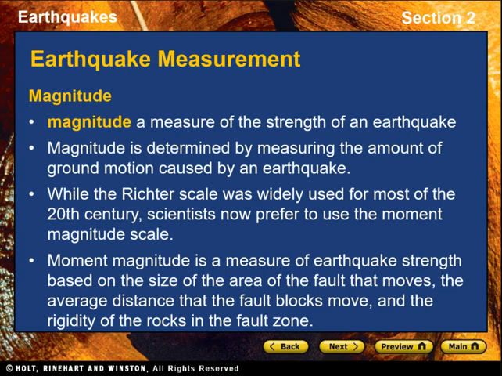Seismologists express magnitude by using a magnitude scale, such as the Richter scale or the moment magnitude scale. The Richter scale measures the ground motion from an earthquake to find the earthquake's strength. While the Richter scale was widely used for most of the 20th century, scientists now prefer the moment magnitude scale. Moment magnitude is a measure of earthquake strength based on the size of the area of the fault that moves, the average distance that the fault blocks move, and the rigidity of the rocks in the fault zone. Although the moment magnitude and Richter scales provide similar values for small earthquakes, the moment magnitude scale is more accurate for larger earthquakes.